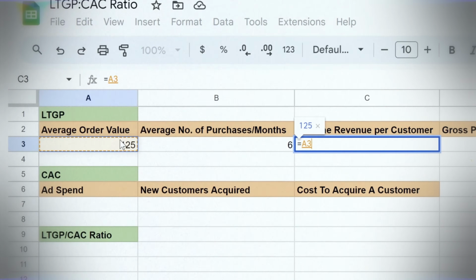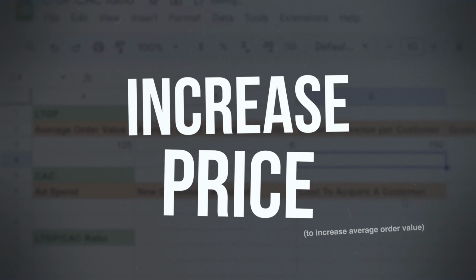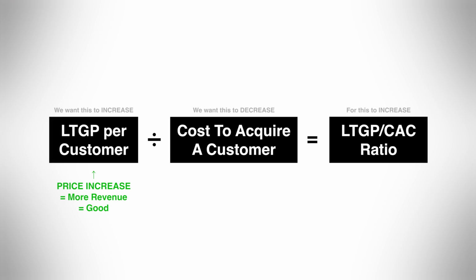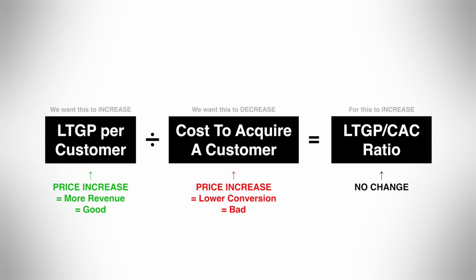Another thing you can do is increase price. Now, realistically, to increase price, you're going to have to deliver more value. If you just went and whacked up your prices without delivering any more value, then you're not going to acquire as many customers. Your CAC is going to increase, which obviously wouldn't help the ratio.